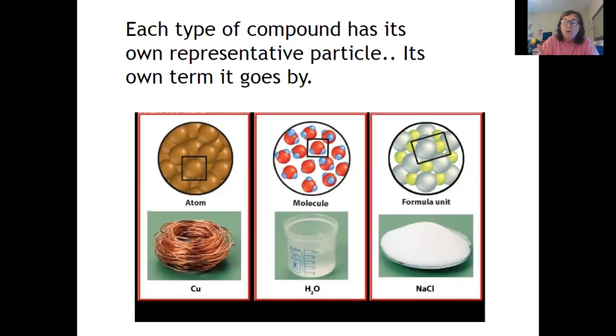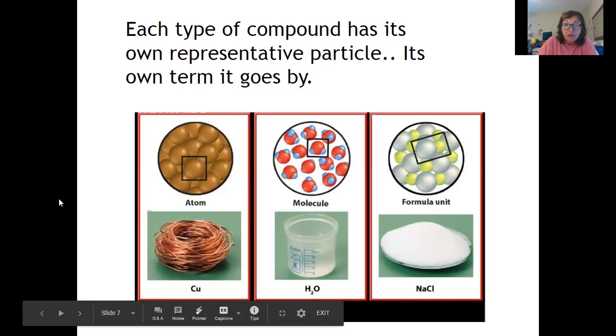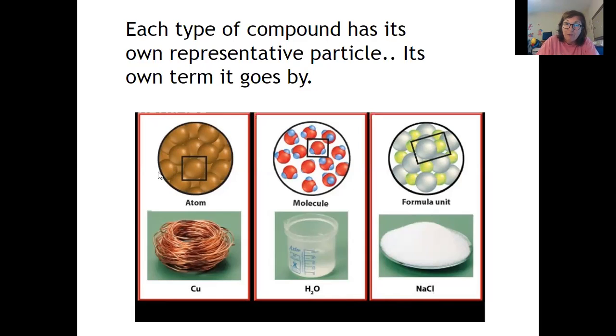So what do we typically count in chemistry? Well, we count atoms. So if we're looking at elements right here, like the element copper, we're going to count by atoms. So we'll say, so many atoms can equal so many moles. If we're talking about a covalent compound, we're going to look at molecules.